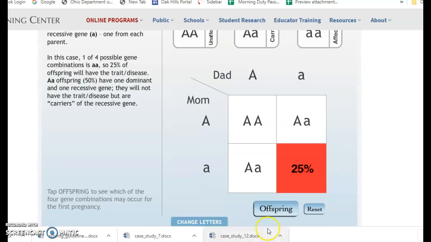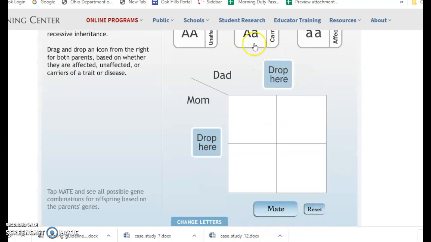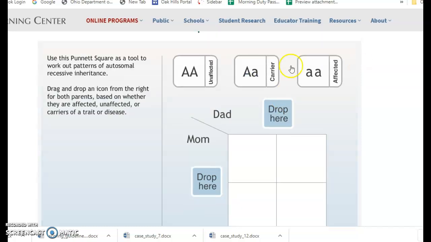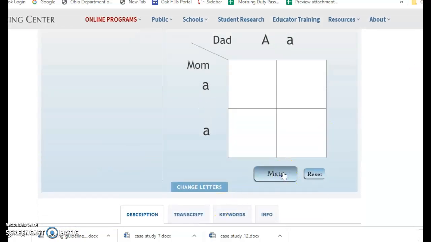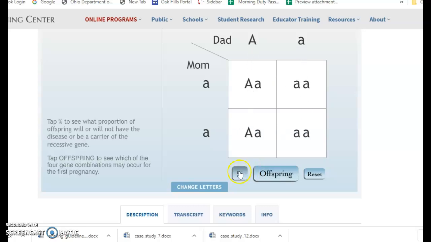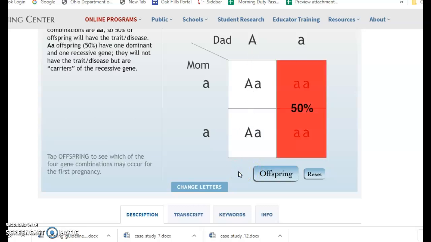We can also do this another way. Show you one more hybrid here. Well, put the hybrid there, and we'll put a recessive one here, and we'll mate those. And if we look at the percentages, we'll see it's a 50% chance of having that recessive trait.